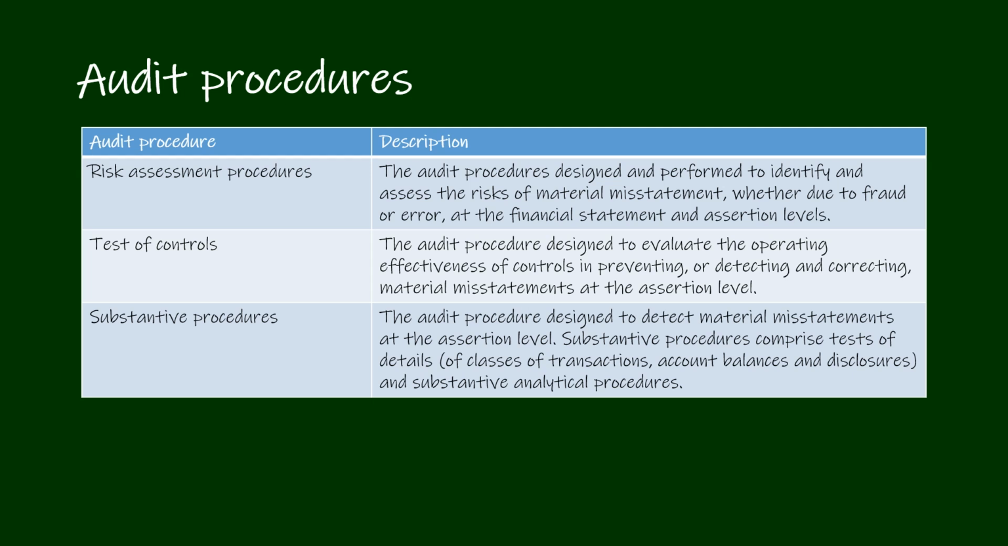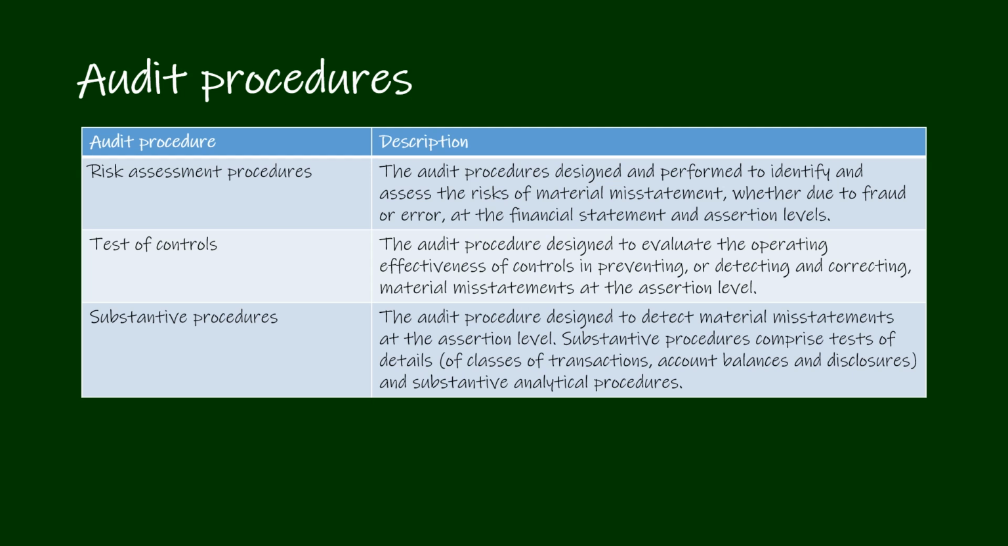FAP, FAP. What does FAP mean? Further audit procedures. And our further audit procedures could either be test of controls or substantive procedures. Test of controls would refer to the audit procedure designed to evaluate the operating effectiveness of controls in preventing or detecting and correcting material misstatements at the assertion level. Now, tests of controls are a curious thing because they are not required to be performed. Unlike risk assessment procedures and substantive procedures, tests of controls are not required to be performed.